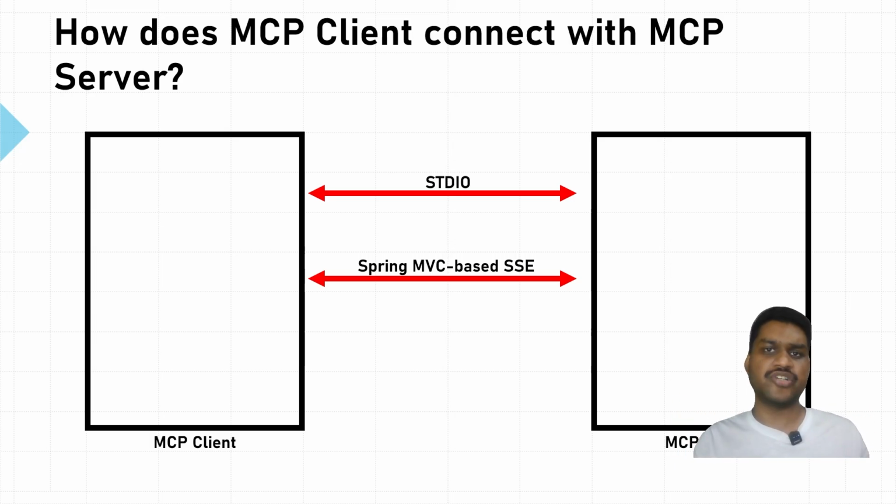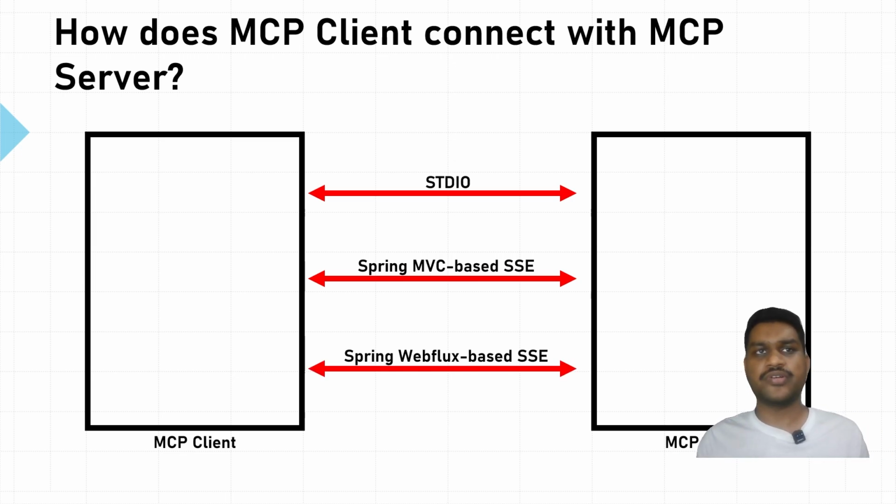And these things are generally synchronous in nature because it is MVC. If you want to make it asynchronous, then the best approach is to go for Spring Webflux based SSE. Again, almost the same thing. The only difference is that in Spring MVC, we are going to return, let's say, a string, but in Spring Webflux, we are going to return a Flux of String. So this is in general going to be asynchronous in nature, and hence it is going to be non-blocking.